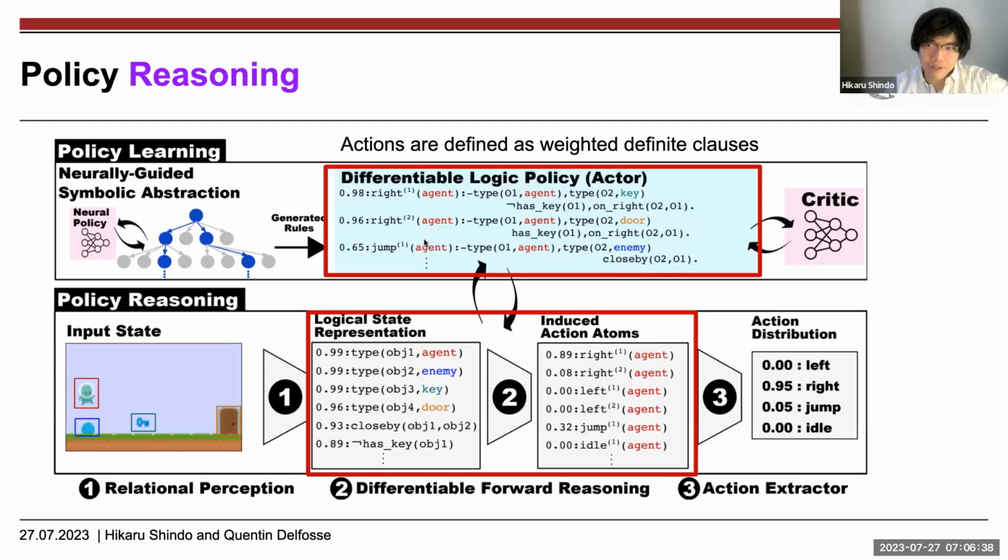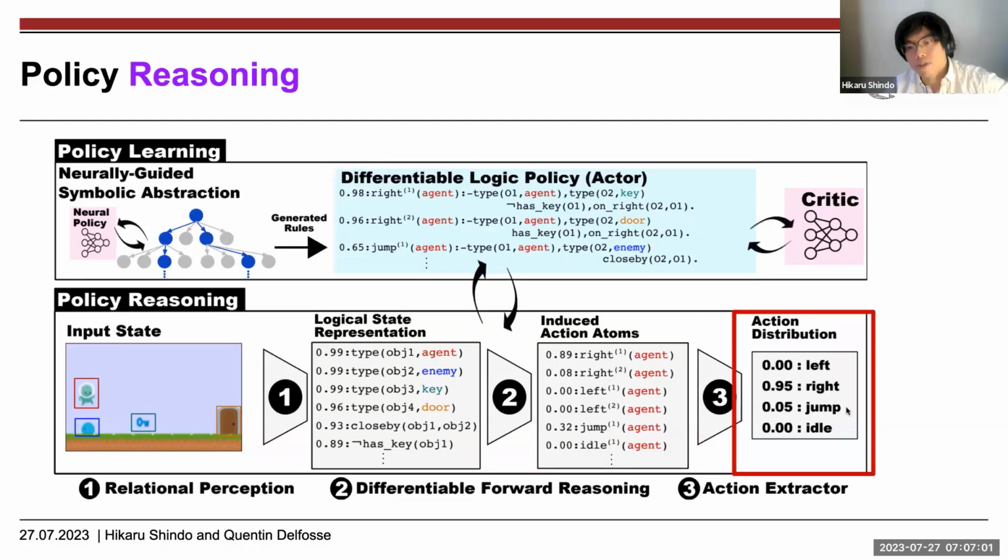The policy is a function that produces an action distribution. We compose this policy as a set of weighted rules, and by using these weighted rules and the logical representation of the input state, we induce the probability over actions. Using this information, we produce the final action distribution. In this case, most probably the agent will take right as an action in this situation.